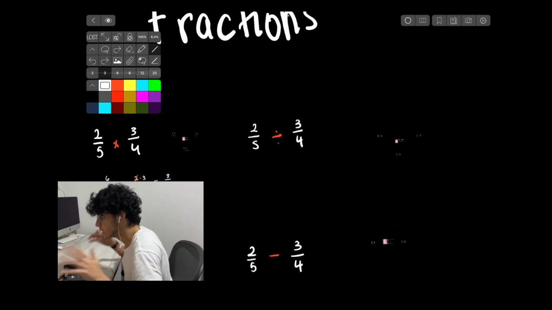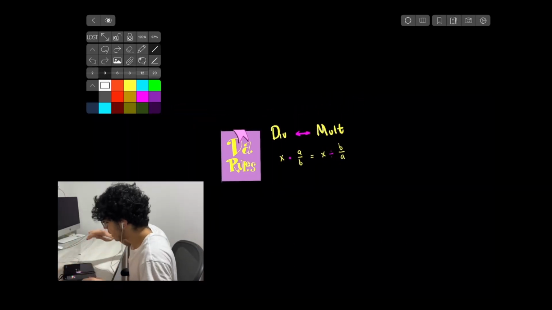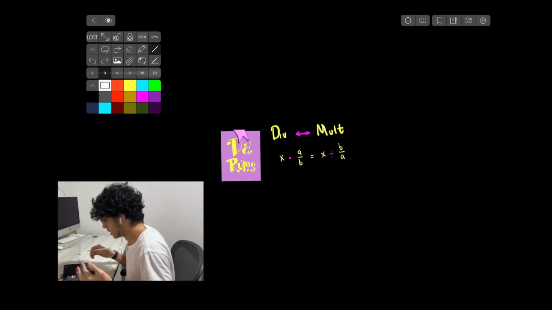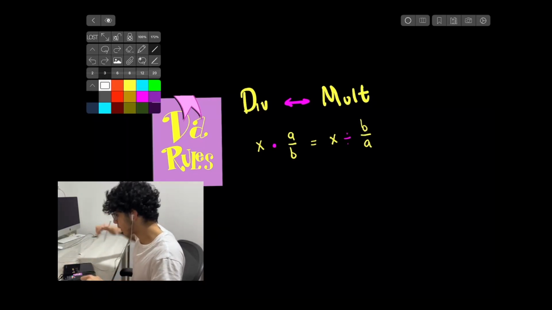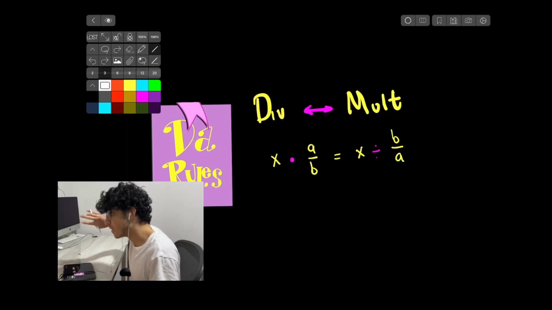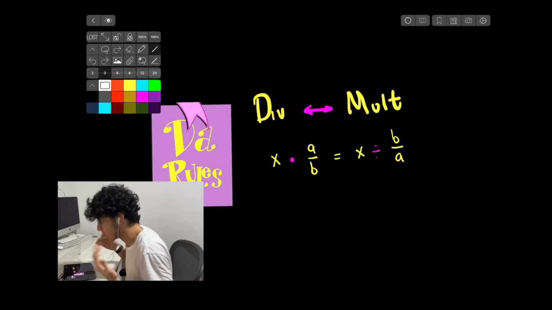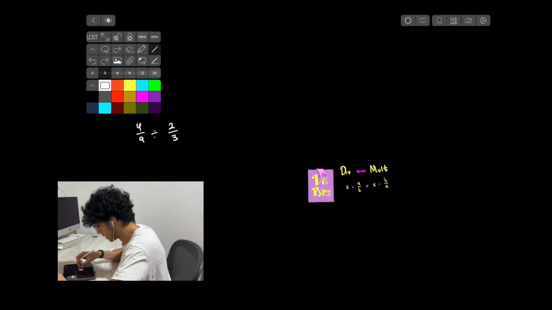Well, it's pretty simple once you learn this one rule. And so what's this rule? Well, it's the simple rule that whenever you multiply a fraction, or whenever you divide a fraction, it's the same as doing the opposite operation if we just flip the fraction. So for example, if I'm multiplying by a over b, it's the same as dividing by b over a in any general case.